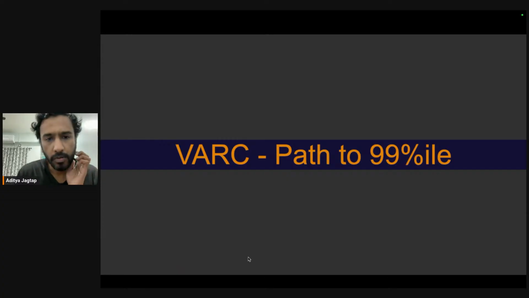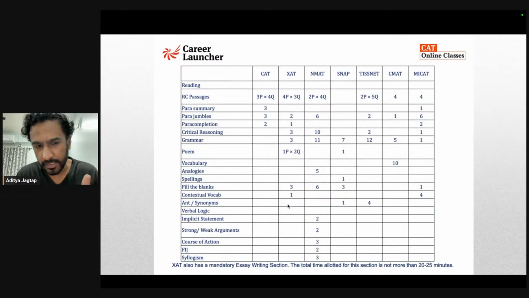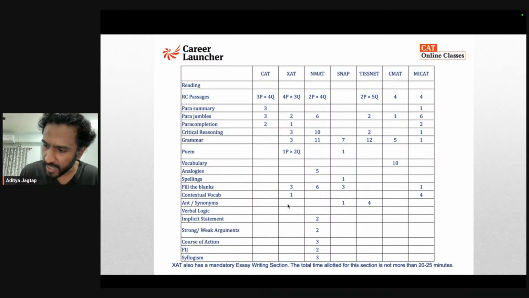All right. So let's compare CAT to other exams and what we're supposed to do now in the current format. If you notice CAT, XAT, NMAT, SNAP, TISSNET, CMAT, this is all that CAT focuses on. Just forget what 3P, 4Q means right now, but RC passages are there, para summary questions are there, para jumble questions are there, and para completion questions are there. So we'll discuss each question type.